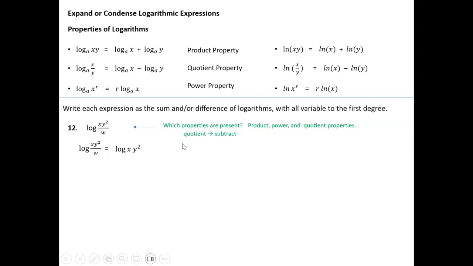All right, so first we're going to apply the quotient rule. Up here, we have a numerator and a denominator. The numerator will be positive, and the denominator will be negative, so it's going to be a minus.